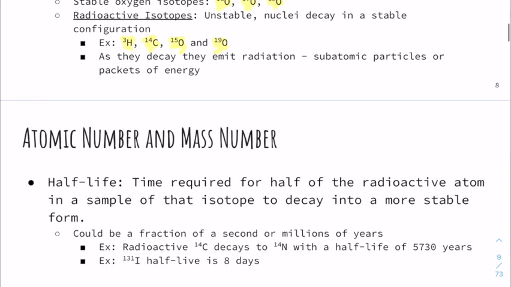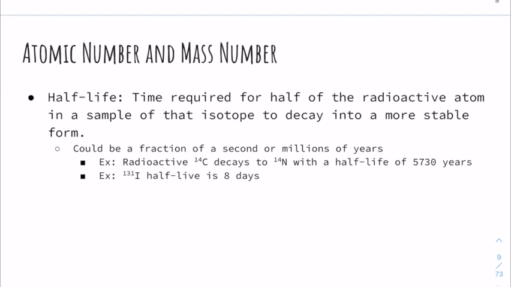Radioactive isotopes have a half-life, and that's the time required for half of that isotope to decay into a more stable form. So it could be a fraction of a second or millions of years. So radioactive carbon-14 decays to nitrogen-14, but that takes 5,730 years, while iodine-131 has a half-life of 8 days. So they're very different. Some are more radioactive than others. Some have a very long half-life, like carbon-14, and some have a much shorter half-life, like iodine-131.